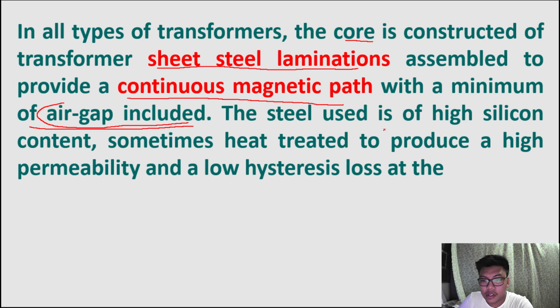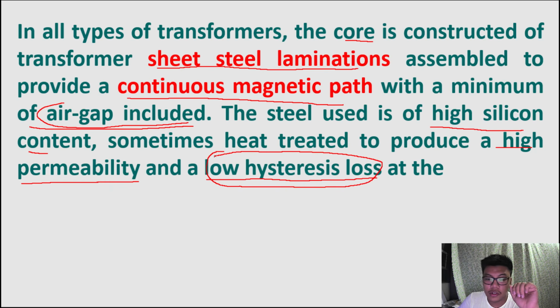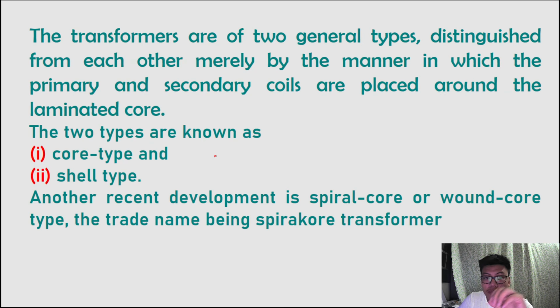Ano? Minimum air gap. The steel used is of high silicon content. Sometimes heat treated to produce a high permeability. So when we say permeability, that is the ability of an object to produce magnetic field or flux, ano? And a low hysteresis loss. Okay? So yun yung mahalaga, ano? Yung low hysteresis loss. So losses yun, ano? Sa ating core. Okay? So pinapababa niya yung hysteresis loss. So it is a frequency dependent and a voltage dependent loss.